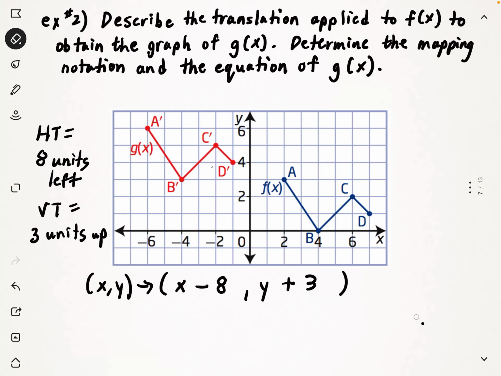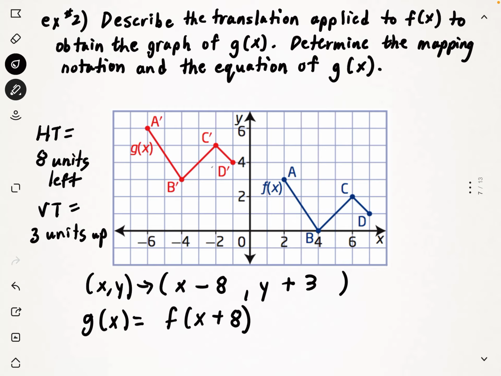Now what I can do is come up with the equation. So I'm kind of working backwards here. Notice that my new equation, g of x, is some version of the original f of x function. So I would have f of x plus 8, because I have to change the sign of what comes after the x, and then the vertical translation I just put here at the end. And now I have both the equation and the mapping notation completed for this question.